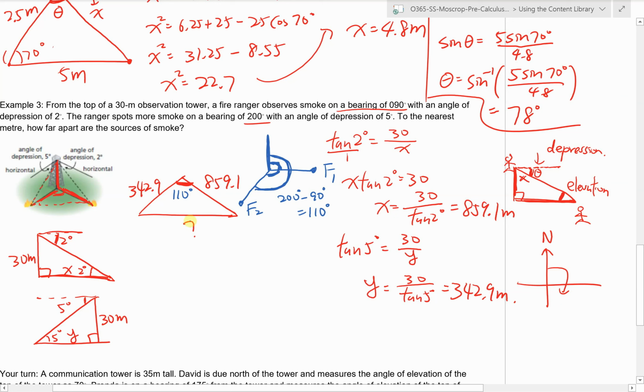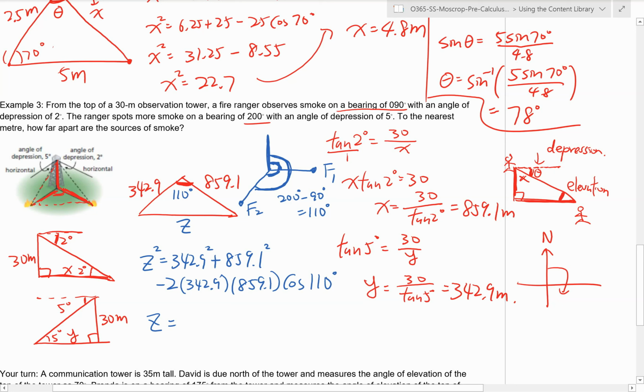This is something that we don't know. Let me call this z. So z squared is going to equal 342.9 squared plus 859.1 squared minus 2 times 342.9 times 859.1 times cosine of 110. I'll let you try to work this out because I don't really have enough room to show all the steps. I'll just write down the final answer in a bit.